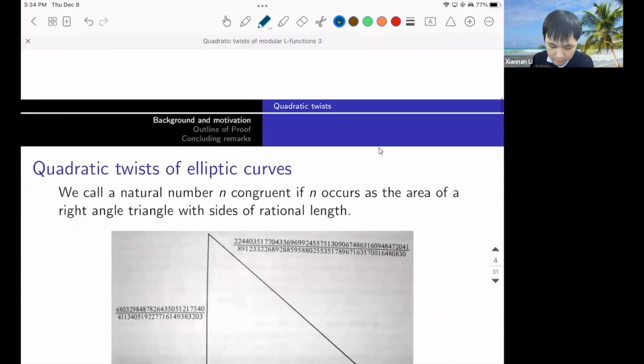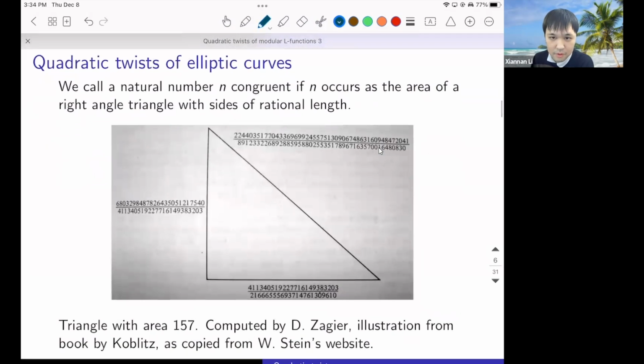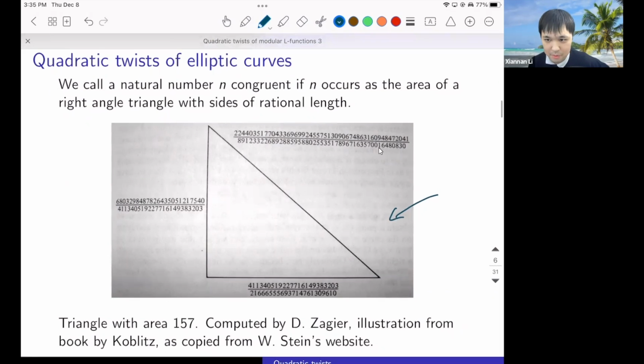The other important connection is to quadratic twists of elliptic curves. And here I'll also start with a far more classical problem, which is about congruent numbers. We can call a natural number n congruent if it occurs as the area of a right-angled triangle with rational sides. This is an example of an impressive congruent number. It's a triangle with area 157. It's computed by Zagier. It's an illustration from a book by Koblitz, and I downloaded it from Stein's website. So it traveled a long way to be here. Obviously, you can probably come up with some smaller examples yourself.